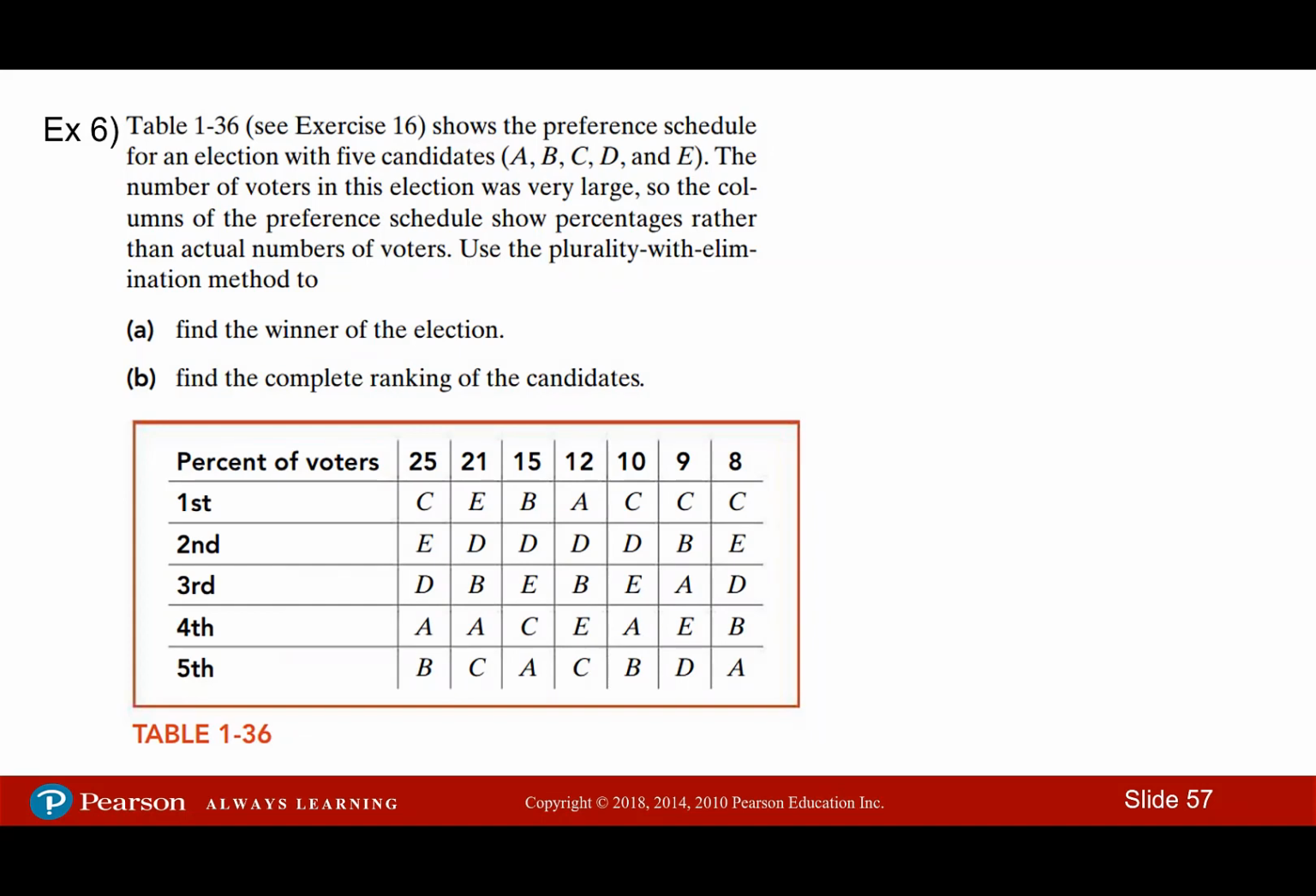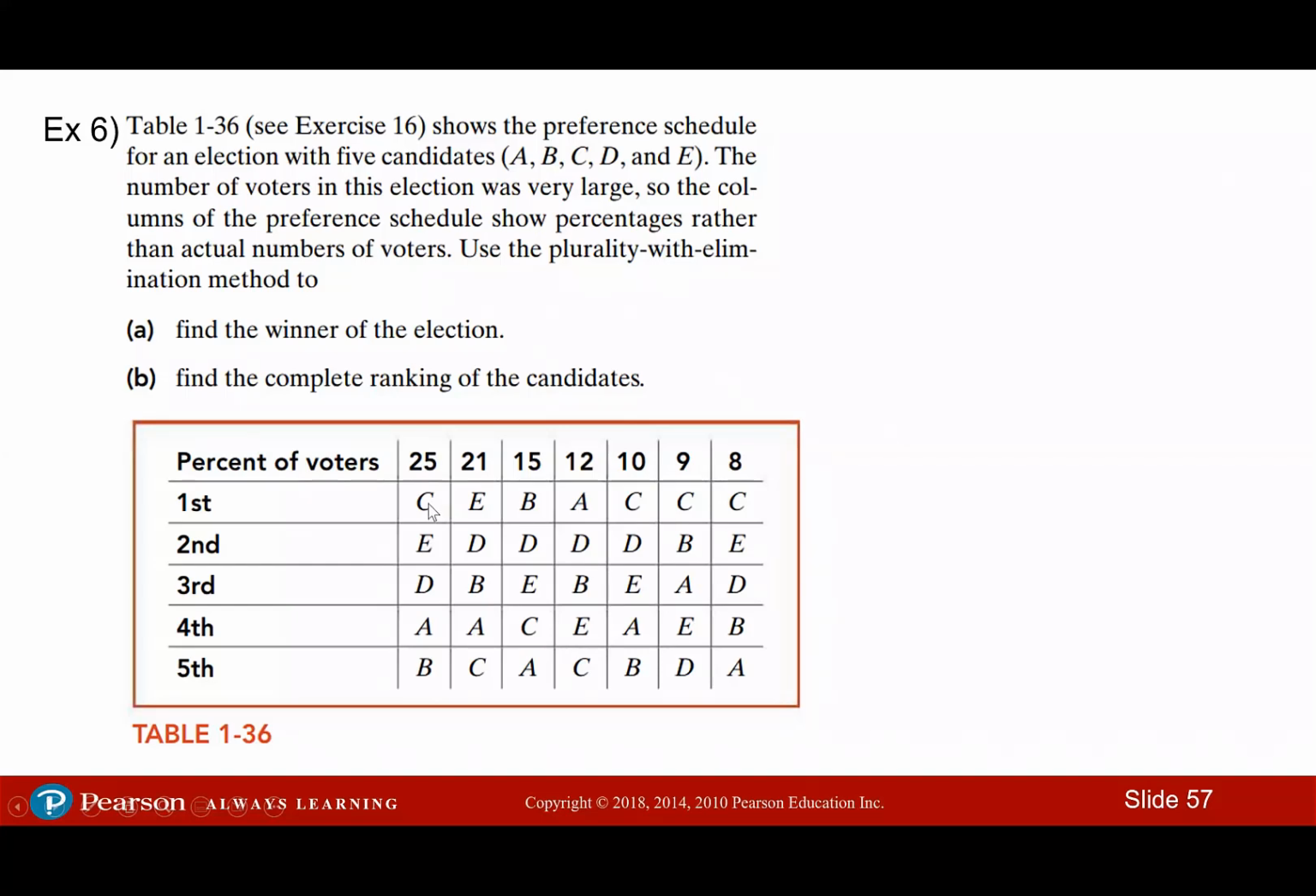All right, so let's go with it here for an election. 5 candidates again. The number of voters in the election was very large, so the columns of the preferences schedule now show percentages. So these are percents rather than actual numbers. So this is 25% of the votes. This is 21% of the votes. So we're talking about state elections where there's thousands upon thousands of votes. So let's go find the winner of the election, find the complete ranking of the candidates.